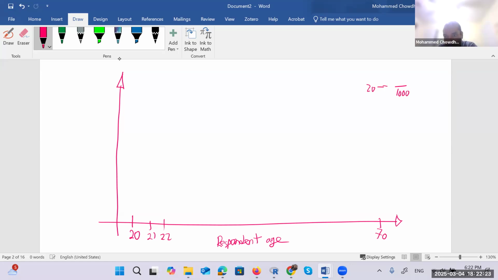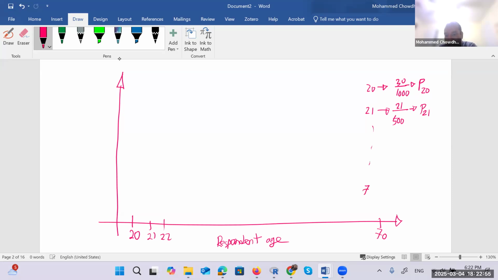At age 20, 1000 persons, and you found 30 of them have high blood pressure. 30 divided by 1000 is the proportion. This is equal to the proportion at age 20. Similarly, at age 21, suppose you get 500 people, and 21 of them have hypertension. So this is the proportion of hypertension at age 21.